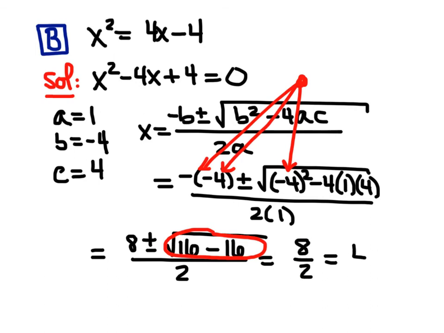So we get one solution of 4. Notice the plus or minus doesn't matter anymore because we're adding or subtracting 0. So it has no effect. Therefore, the only solution to this quadratic equation is x equal to 4.